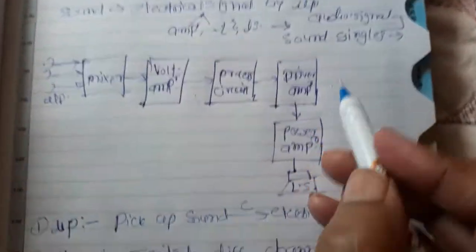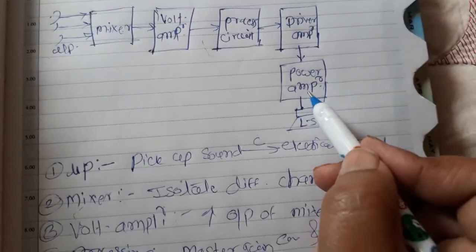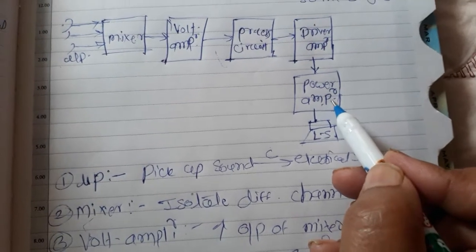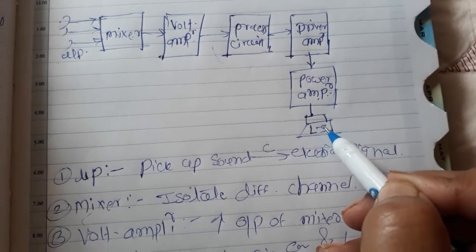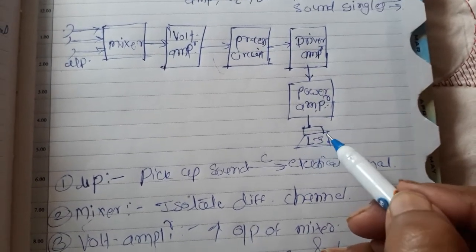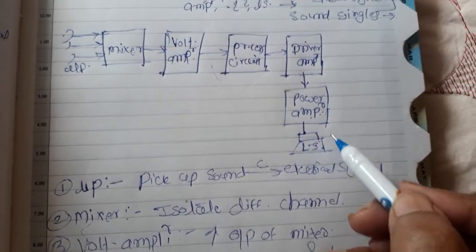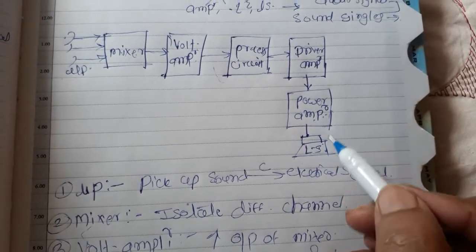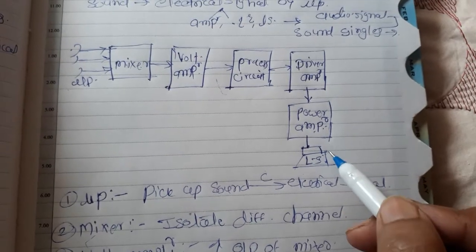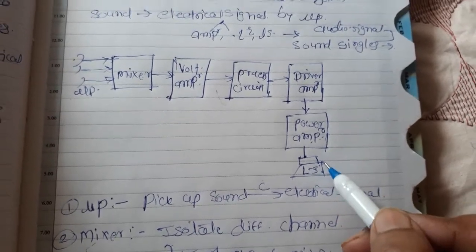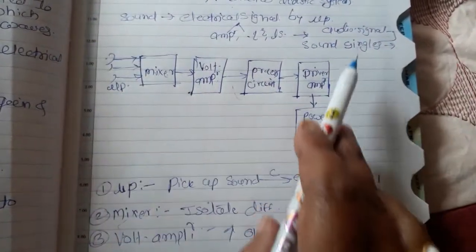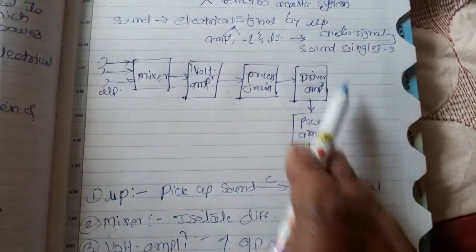Then what happens after power amplification? The output of the power amplifier is given to the loudspeaker, and the loudspeaker converts the electrical audio signal into variations of sound. This is the complete description of a simple PA system.